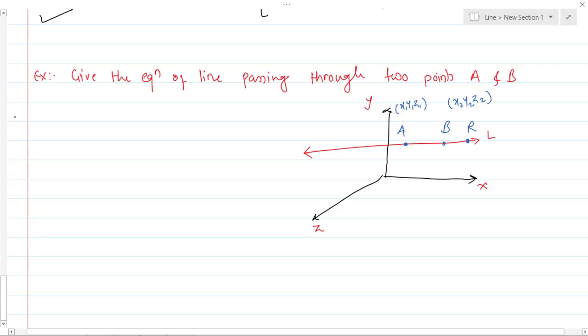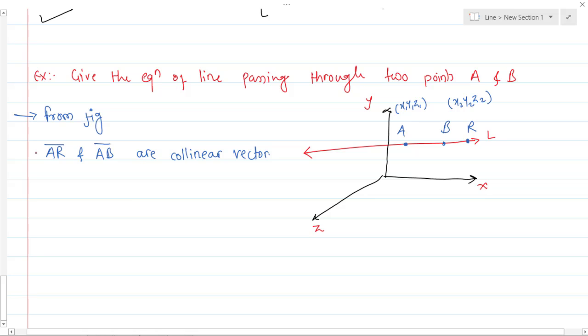From the figure, what I can write is AR bar and AB bar. As far as AR bar and AB bar are concerned, what can you say? AR bar and AB bar are collinear vectors. Yes or no? These are collinear vectors, and you can definitely find out what AB bar is, because A and B both are known points.